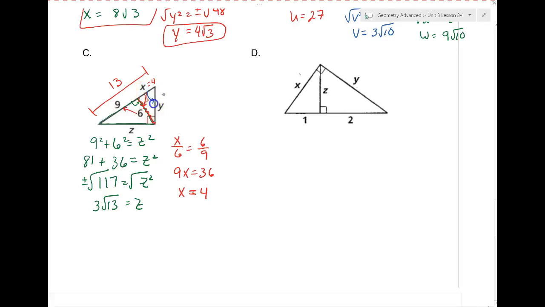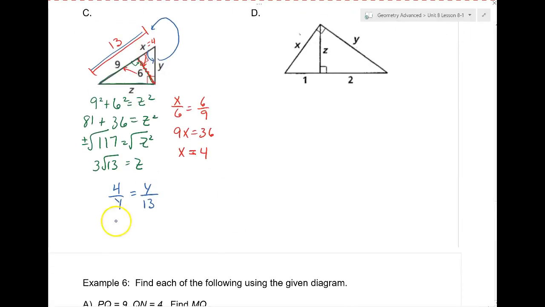So 4 is to y as y is to the whole thing, because that's leg is to leg as hypotenuse is to hypotenuse. So we cross multiply, we get y squared equals 52. Take the square root of that. Y is equal to 2 times the square root of 13.